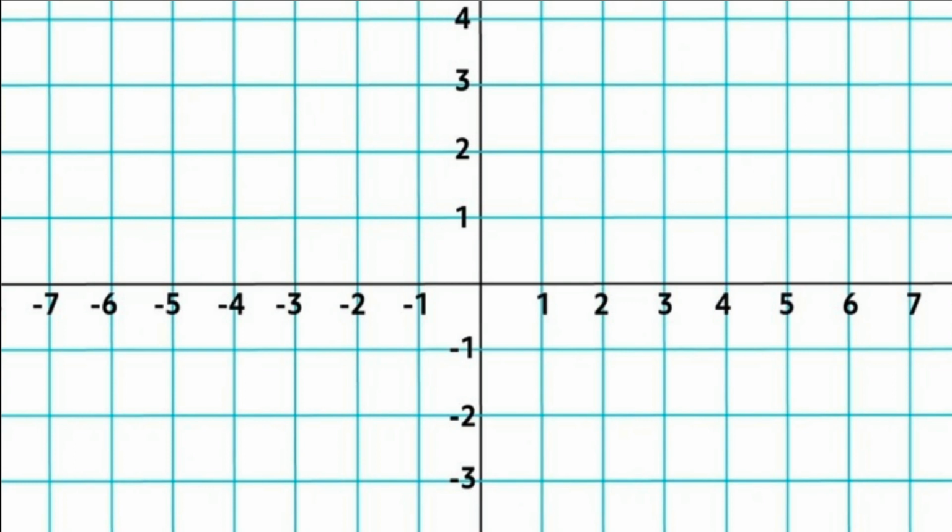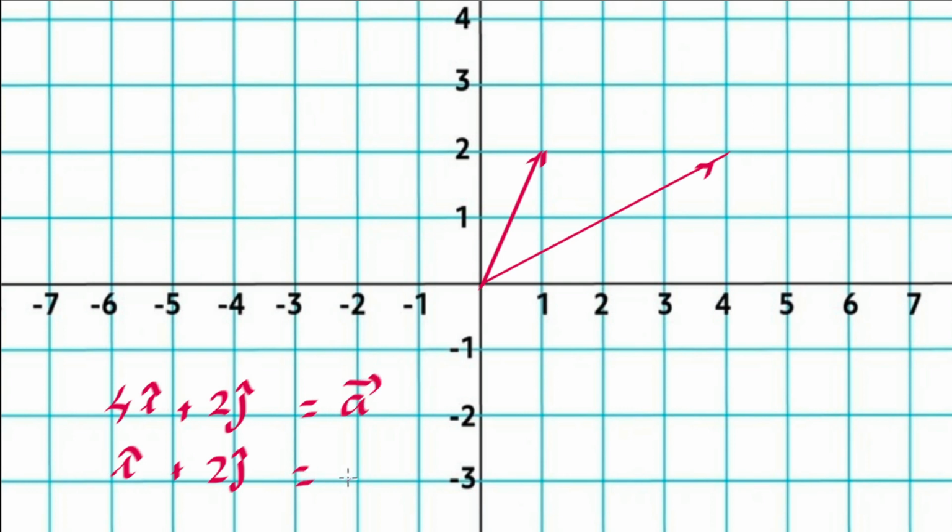So let's start with two vectors. Let's write down this vector here. It is 4i cap plus 2j cap. Now let's draw a second vector. That vector is going to be i cap plus 2j cap. So this is vector A and this is vector B. And let's say we want to add the two vectors. I want to know what A plus B looks like.